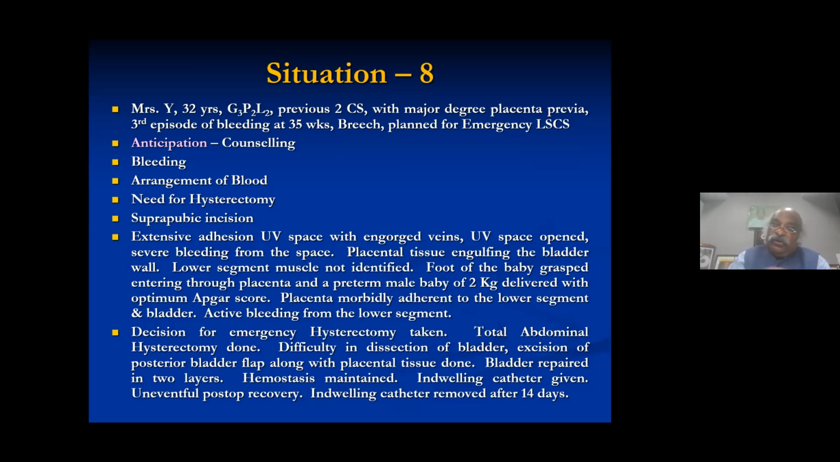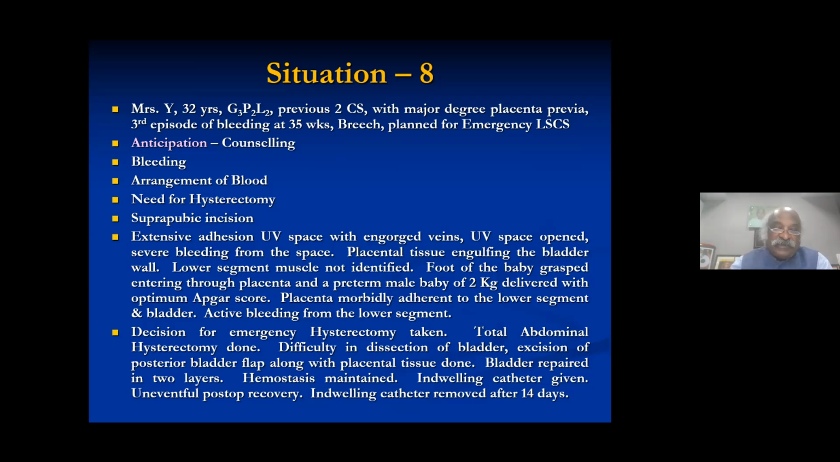Active bleeding from the lower uterine segment was there. So here, because of the torrential bleeding, you don't want to arrest the bleeding by just suturing and leaving it, and unnecessarily wasting time. Therefore, decision for emergency hysterectomy was taken. It's better to do a hysterectomy to save the life, than to wait, do a sequential devascularization, and then subsequently decide for hysterectomy by the time the cardiac arrest will be there.